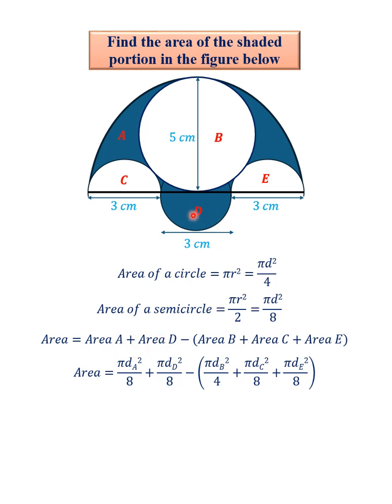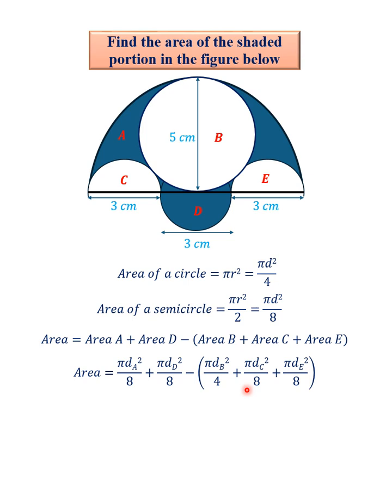D is a semicircle, so we have pi d squared over 8 for the area of D, minus B. B is a circle, so we have pi d squared over 4 for the area of circle B, plus pi d squared over 8 for the area of semicircle C, plus pi d squared over 8 for the area of semicircle E. Now we have a formula.